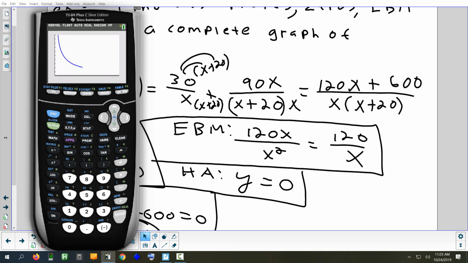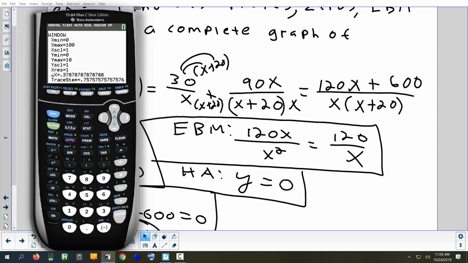So notice what's happening. That's the speed, and that's the time of my trip. The time, as you go faster, is getting lower and lower. But the time will never reach what? 0. You always have to travel some distance, and you can't travel instantly. So even if you're going 1,000 miles an hour, it still is going to take a little bit of time to go 120 miles. So that's a complete graph of the word problem. And that's what you would write down for your window: X min, X max, Y min, Y max.